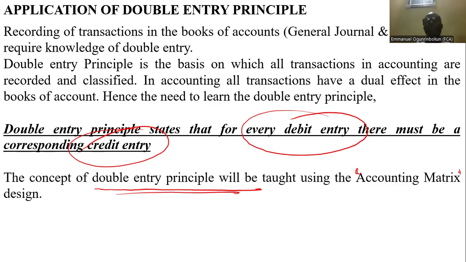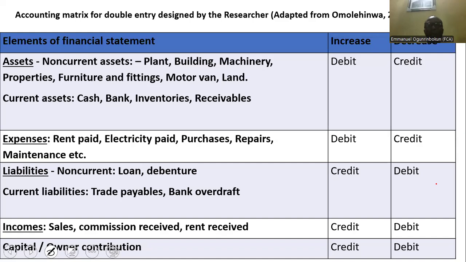Right from secondary school days, you hear people say debit the receiver and credit the giver. Now, this assumption is outdated, and because it's limited, I'm going to introduce you to a new concept called the accounting matrix design, and it's based on the elements of financial statements. We all know from what we did in the previous class the definition of financial statement elements. We have assets, expenses, liabilities, income, and capital.